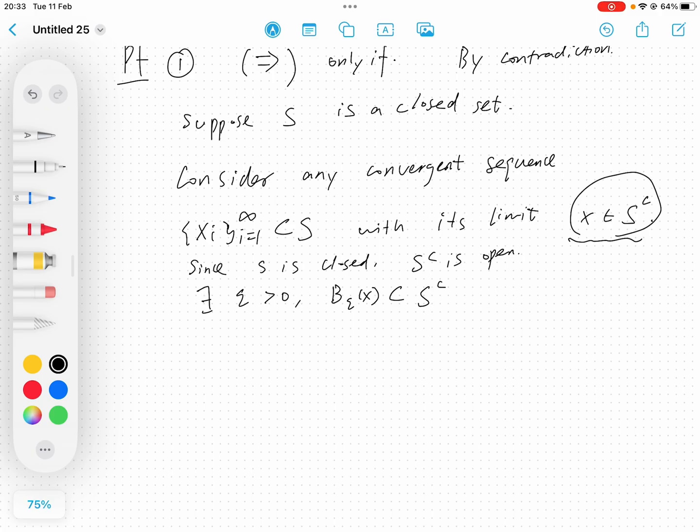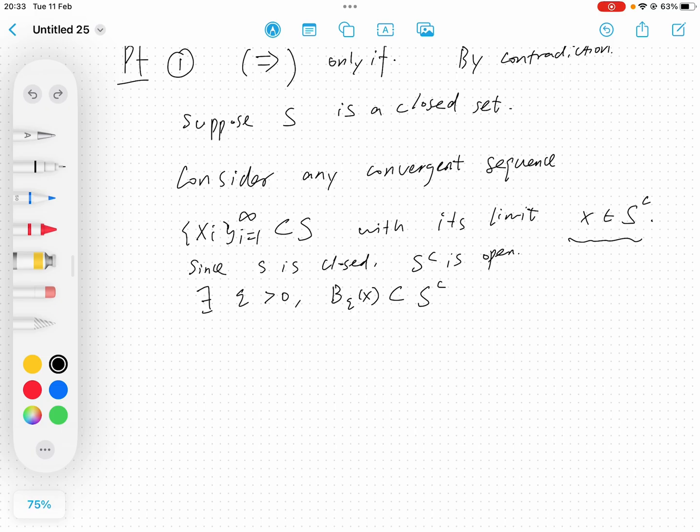Okay, so this is simply just the definition for the open set, right? Good. So next, now we have this epsilon ball, but the center is actually at this point X. But remember that this X is in Sc, right? So that's something we're going to assume, perhaps, that is false, right?